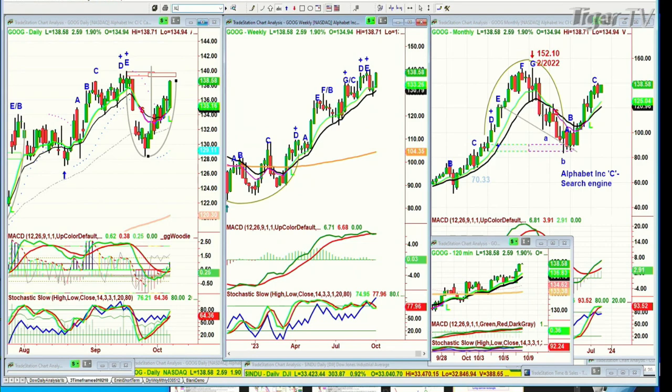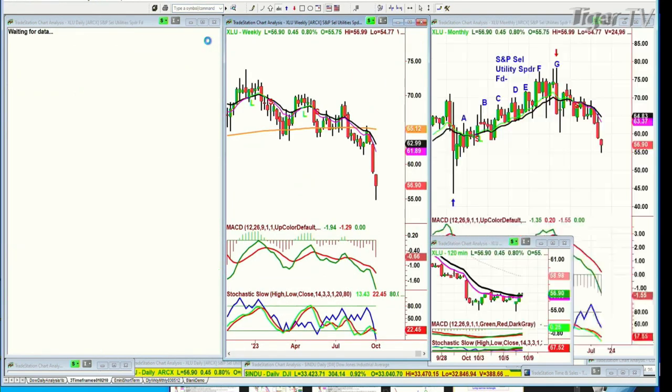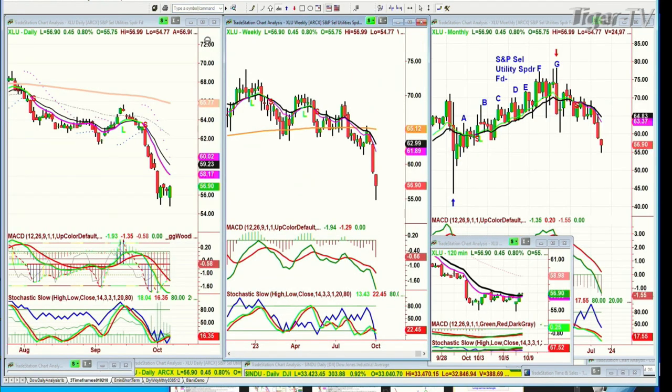XLU. Now, this is a tough one, because you're trying to pick the bottom of a waterfall cascade, and we don't know if this is the low. I'm going to suggest to you the XLU, the S&P Select Utility Spider Fund, which has had four sessions of just trying to deal with 54, 55 as a base of support. It could bounce.